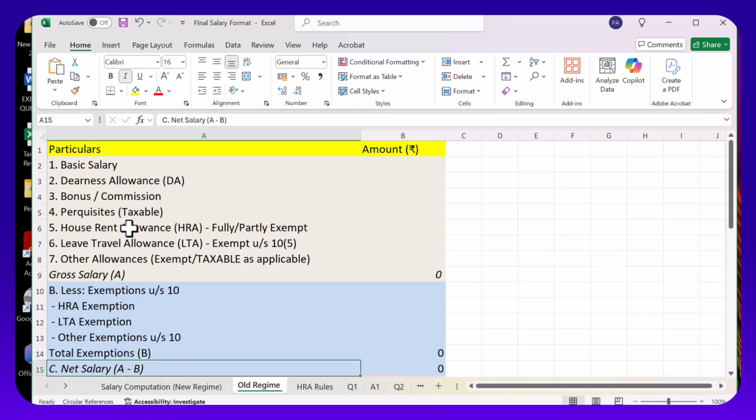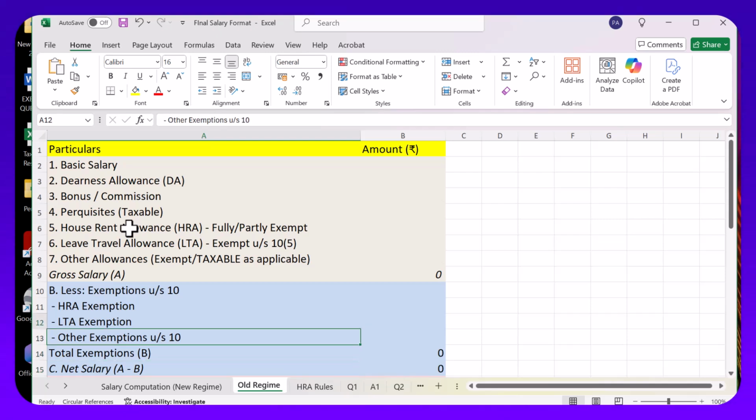Okay. So that means if you are in the old regime, if you are staying in a rented accommodation, then there will be some HRA exemption. But in the new regime, it is not available. Similarly, in the old regime, if you have spent money on your travel, all your ticket charges, which is air travel or your railway ticket or a bus ticket, you will get exemption on that basis if you are submitting those bills.